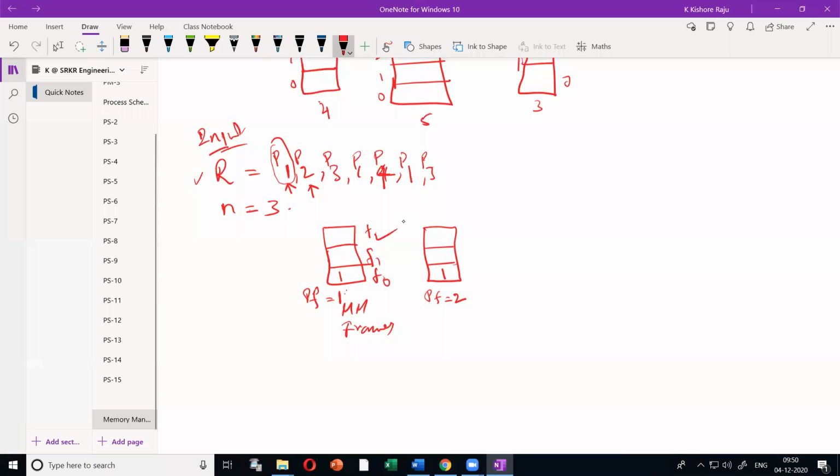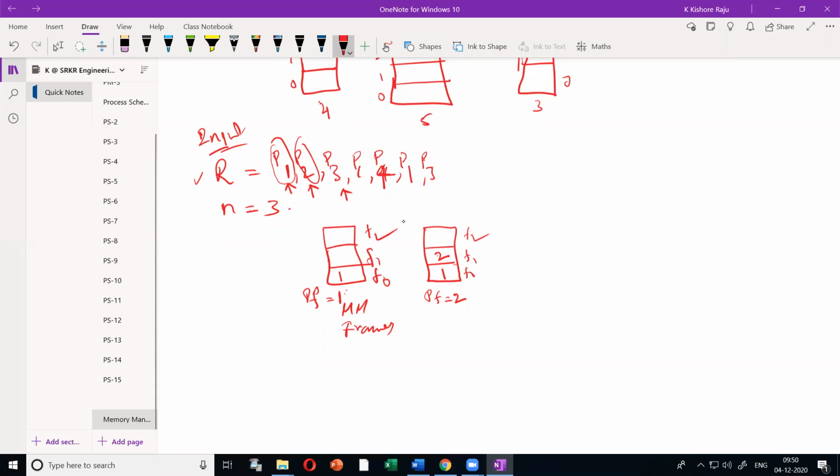Then what happens to 2? What are the free frames now? F1, F2. Is a page replacement algorithm required now? No, because free frames are available. Up to now, a page replacement algorithm is not needed because free frames are already available. So 2 will sit here. Then completed. Then request for P3.